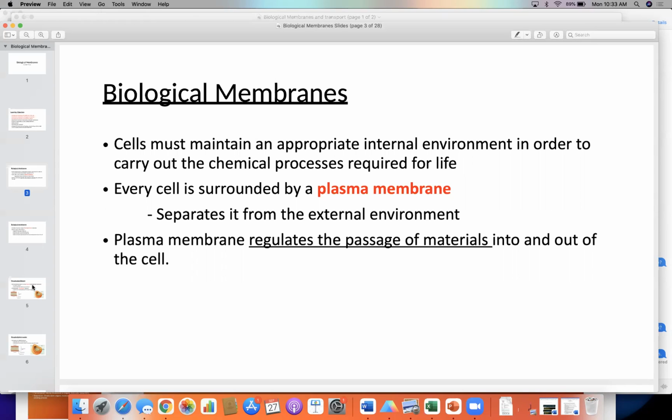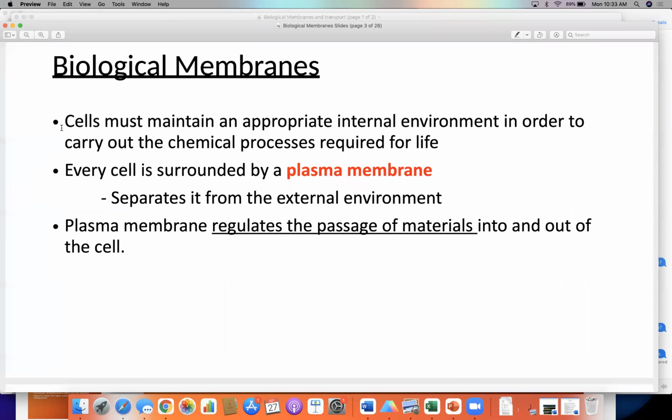I have a question. Absolutely. So you know how when there's something wrong with someone's liver, they have to have like a discharge bag, on a molecular level, does that have something to do with the plasma membrane?